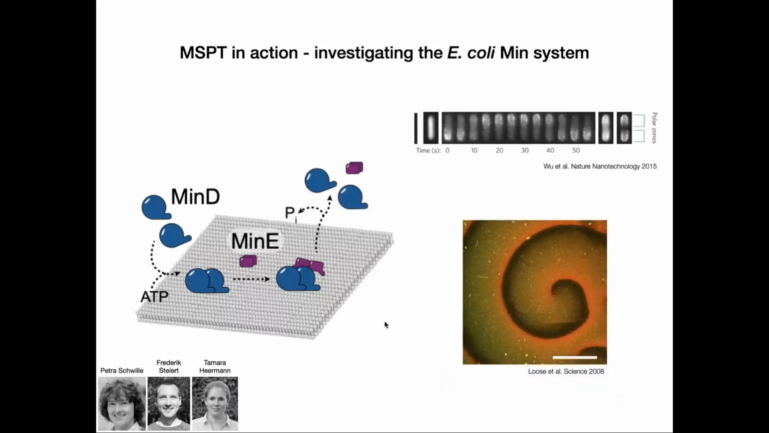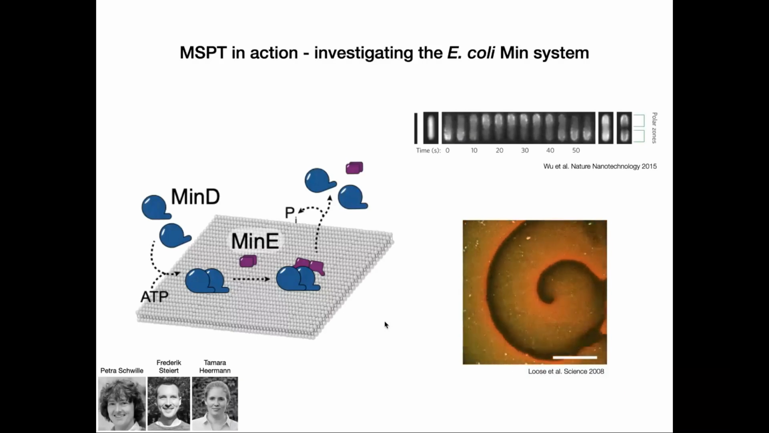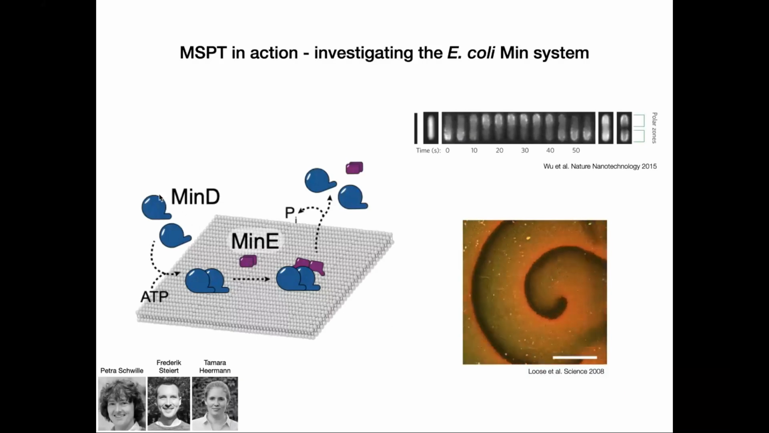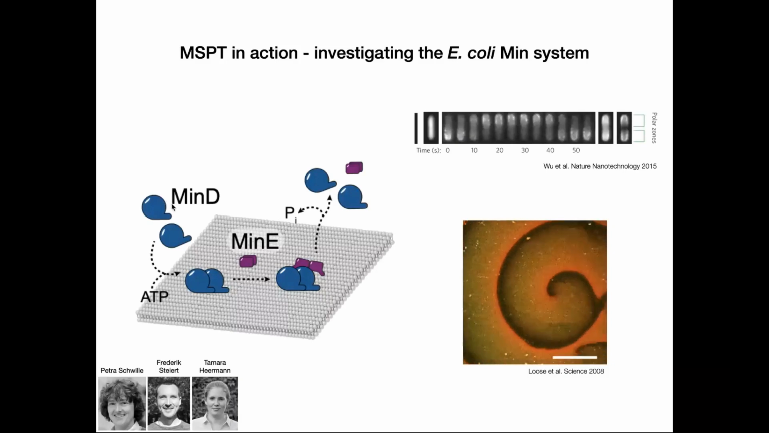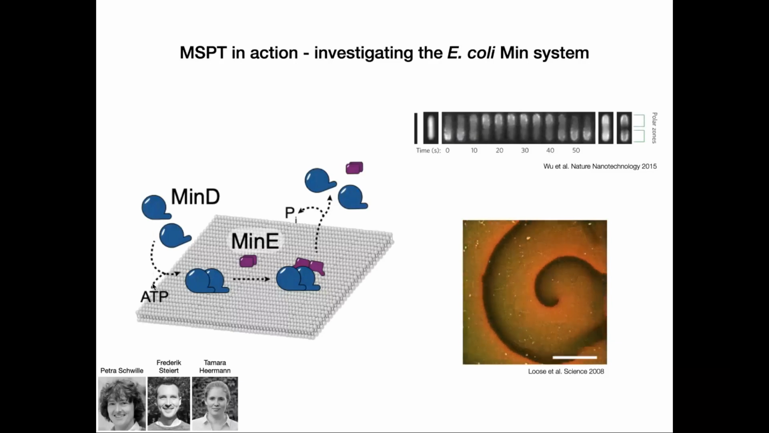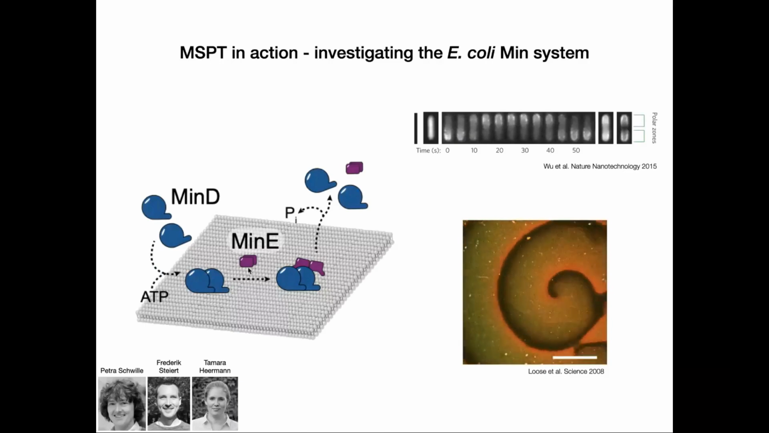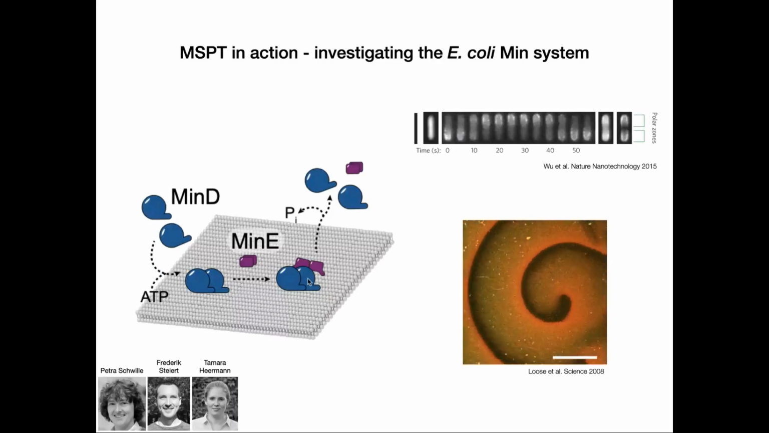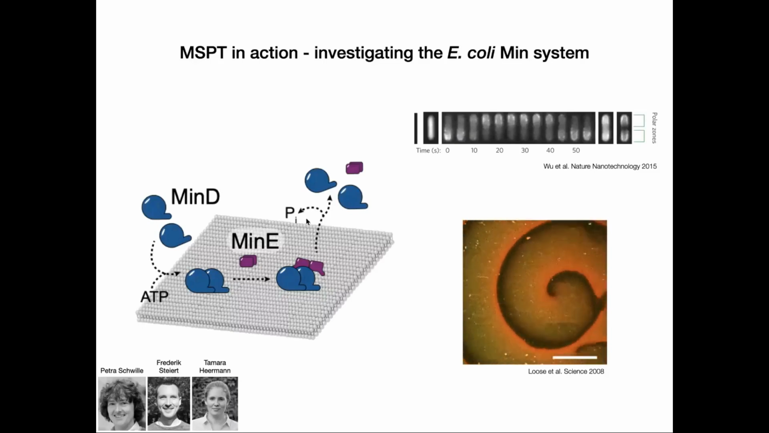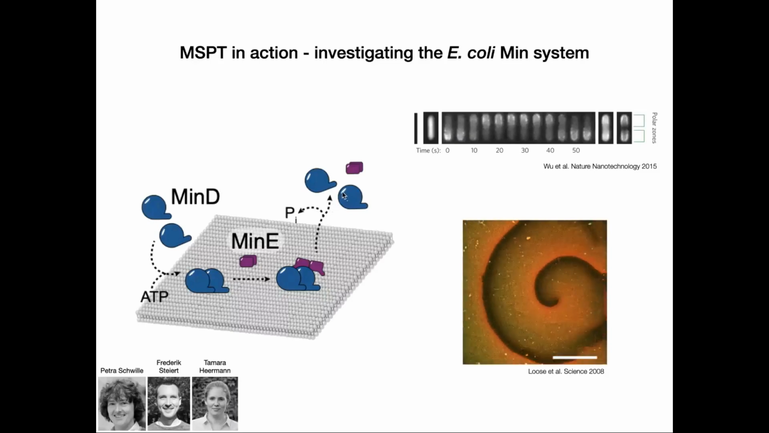And how people think this is accomplished is through this canonical reaction cycle of MinD and MinE. So MinD as a monomer binds ATP, dimerizes, and binds to the bilayer, and then MinE attaches to MinD, triggers the ATPase activity. MinD hydrolyzes ATP, releases its phosphate, and gets released as monomers from the membrane.